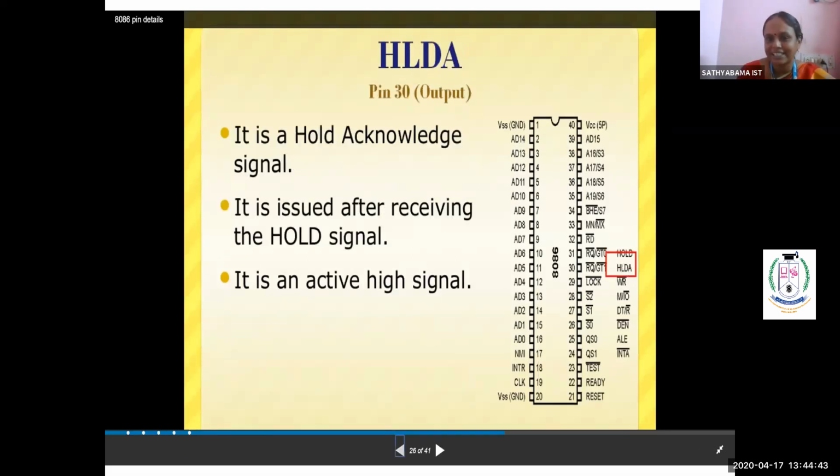Then HLDA, hold acknowledgement. Once the microprocessor accepts this hold signal, it will send the acknowledgement. I told you INTR, interrupt request, and INTA bar, interrupt acknowledgement. Similarly, hold is the hold request signal to use the address and data bus, and HLDA is the hold acknowledgement signal. The CPU is giving acknowledgement to use the address and data bus.